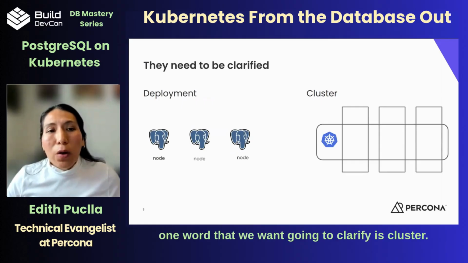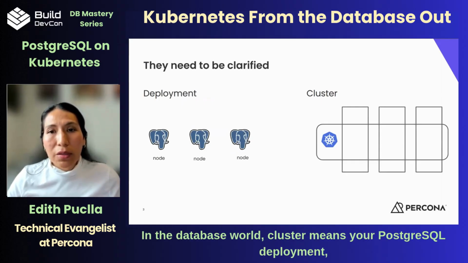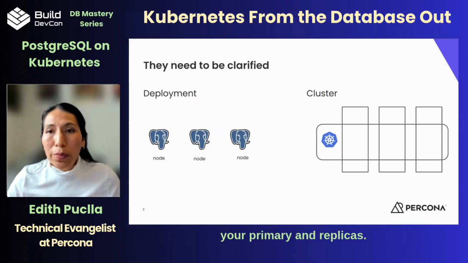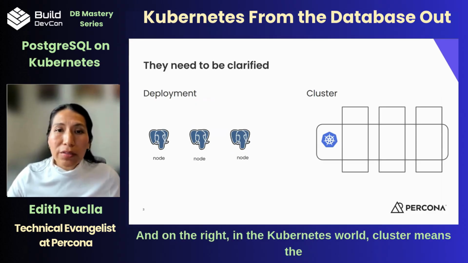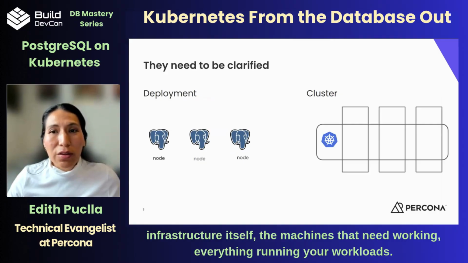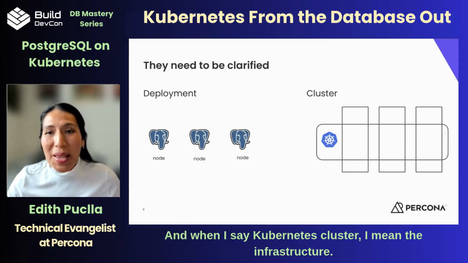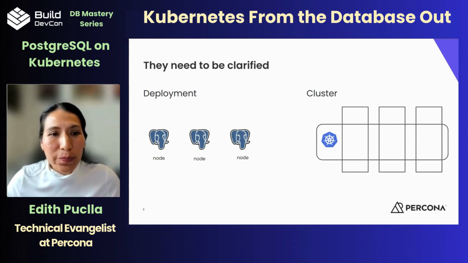Before we start, one word that we need to clarify is cluster. In the database world, cluster means your PostgreSQL deployment, your primary and replicas. That is what we have on the left of the slide, 3 PostgreSQL nodes. And on the right, in the Kubernetes world, cluster means the infrastructure itself, the machines running your workloads. In this talk, when I say database cluster, I mean PostgreSQL. And when I say Kubernetes cluster, I mean the infrastructure.